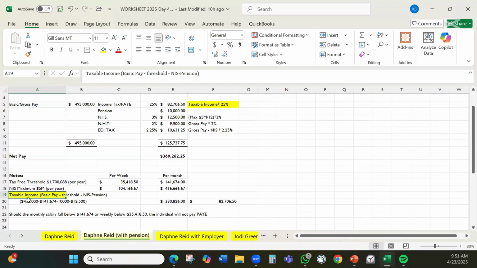All right, so here you'll notice that the taxable income, as I have it written here, is the basic pay, which is the 495, minus the threshold, which we had worked out here to be 141,674, minus the 10,000, which is the pension, minus the 12,500, which is the NIS. And that gives us 330,826. This here is our taxable income. And it is on that taxable income that we calculate the 25%, which I just worked out there to show you. 25% is a quarter. Right?